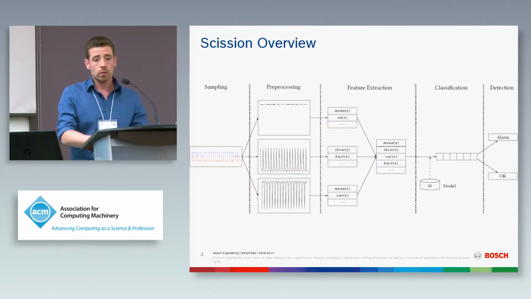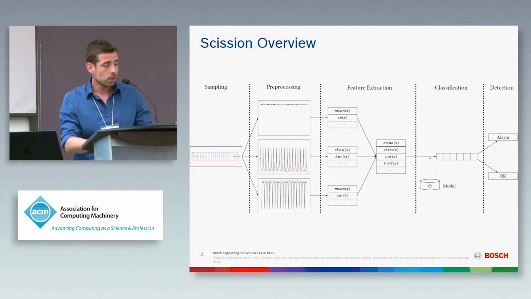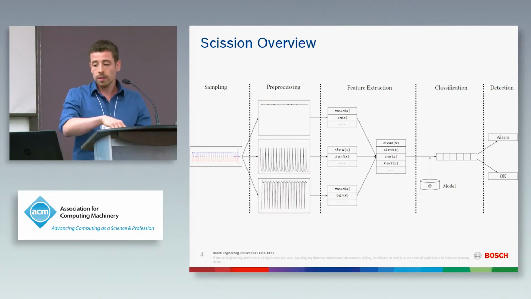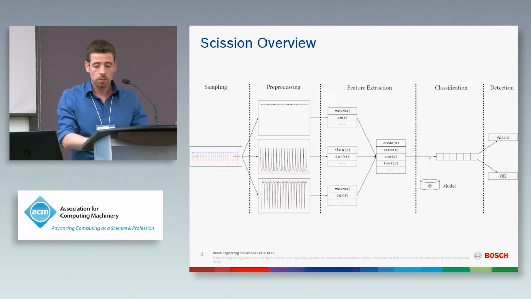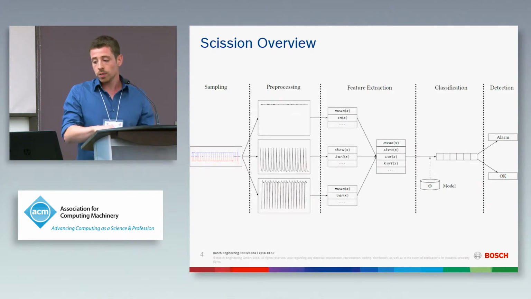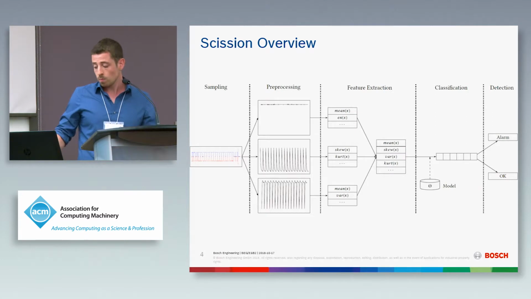Here's an overview of our system. The first step is that we sample the signal. Then we slice each symbol or bit into pieces and distribute them into three possible groups. And from these groups, we extract several features, which are then fed into a classification algorithm. Based on the results of this classification algorithm, we can decide to trigger an alarm or not.